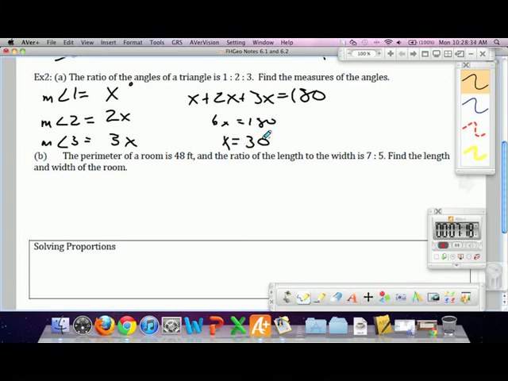The question asks, find the measures of the angles. So then what is this? Knowing that x is 30, what's it force the angle measures of our triangle to be? Page? 30, 60, 90. 30 degrees, 60 degrees, and 90 degrees.